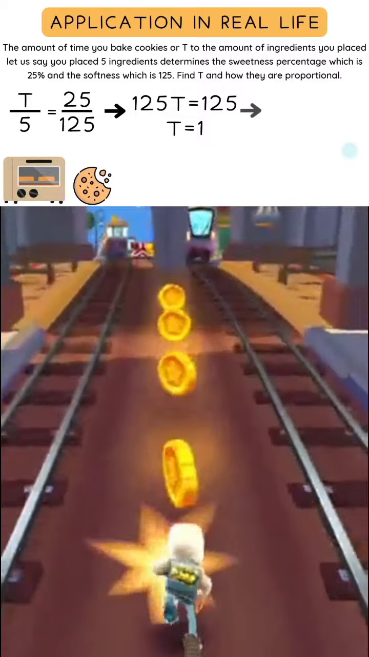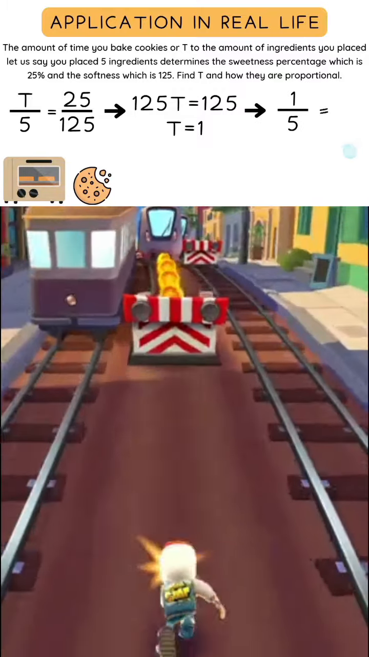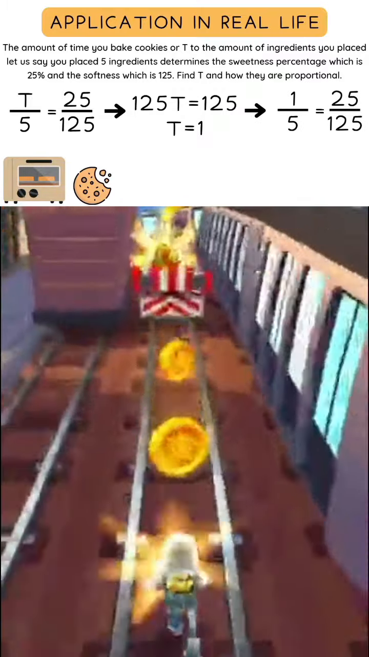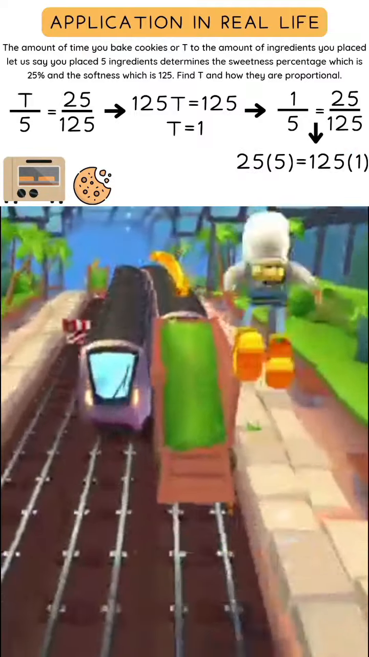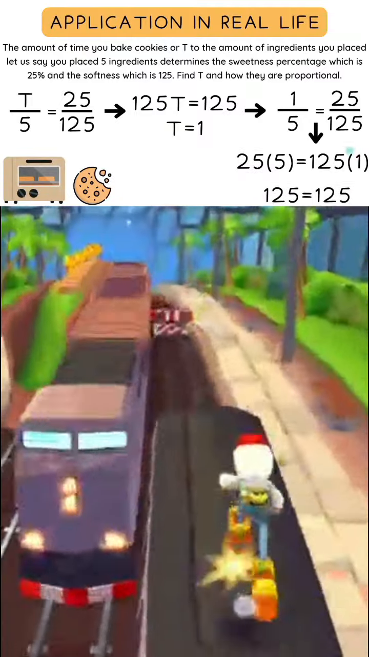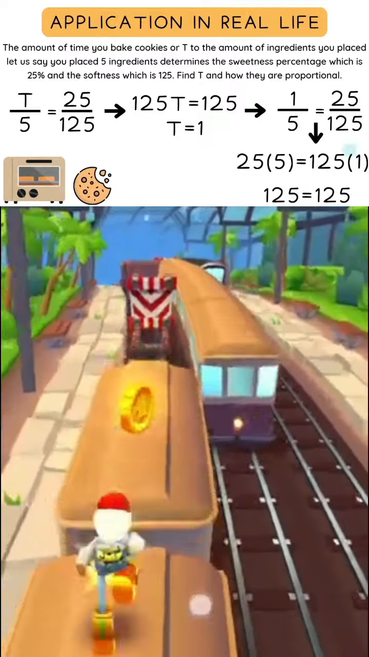Now you will place the new value into your problem. So it would look like now 1/5 equals 25/125. To check if these are equal, cross multiply. So 125 times 1 equals 25 times 5, simplified is 125 is equal to 125, which means they are a proportion.